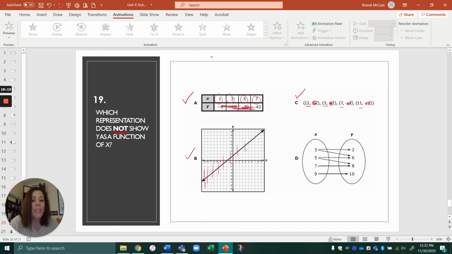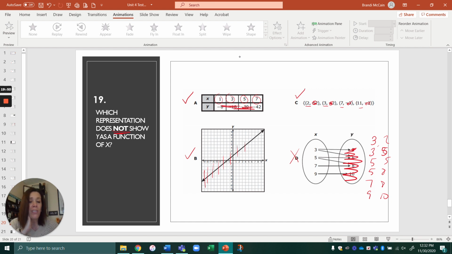And why is D not a function? Because we look here at 3, it has 2 arrows coming out of it. I don't care about the y's. If my x has more than one arrow coming out of it, and 3 and 5 do, that is not a function. Remember, guys, if I do the ordered pairs, it's going to be 3, 2, 3, 5, 5, 5, 5, 8, 7, 8, and 9, 10. You have two 3s and two 5s, so that is definitely not a function.